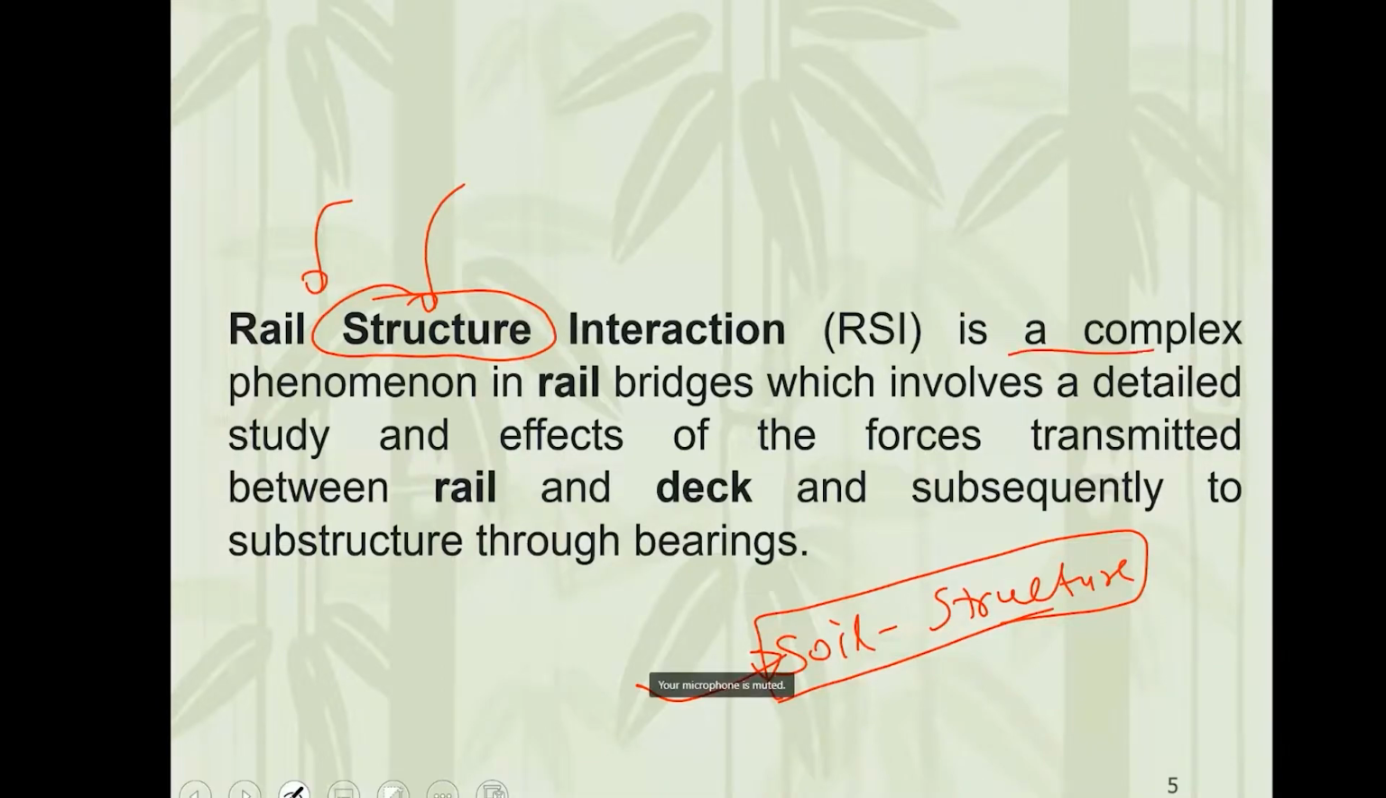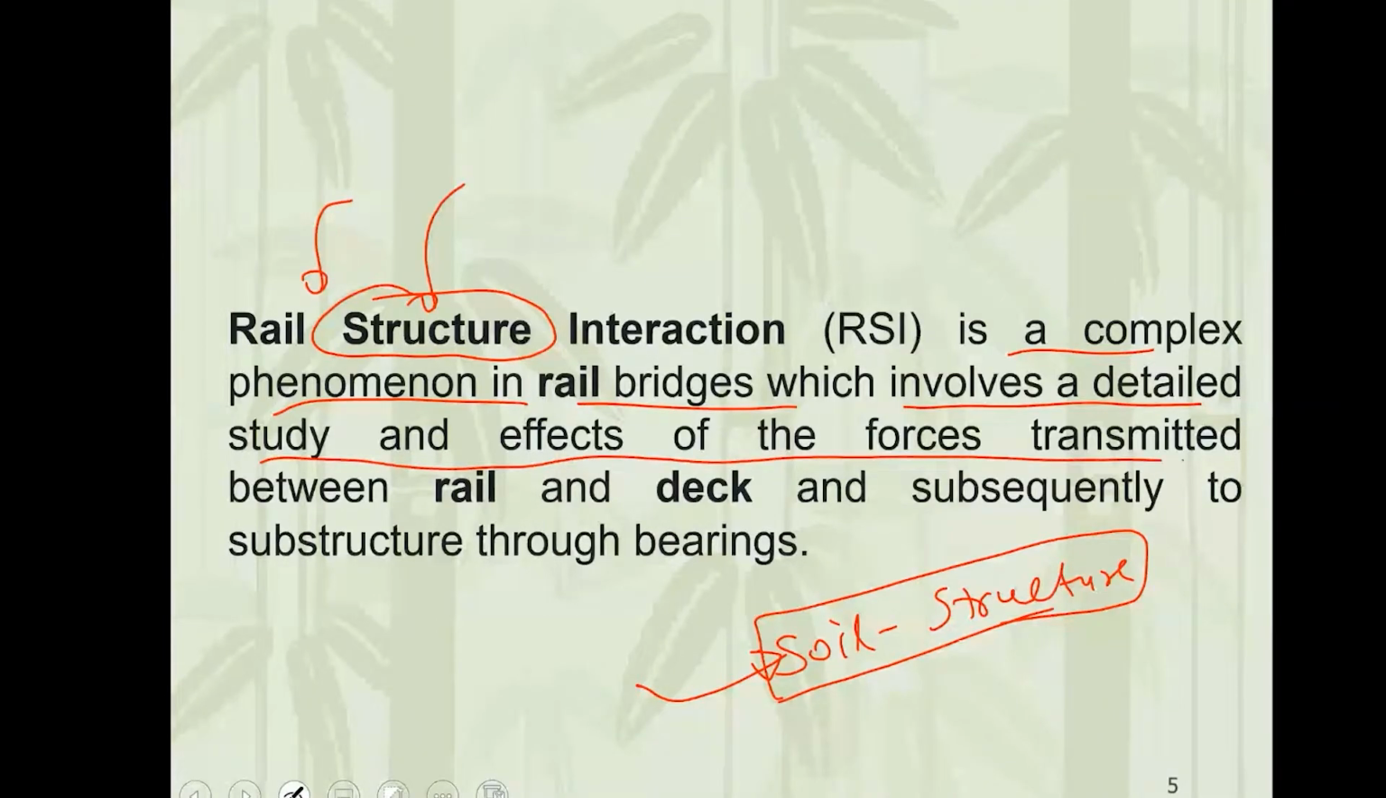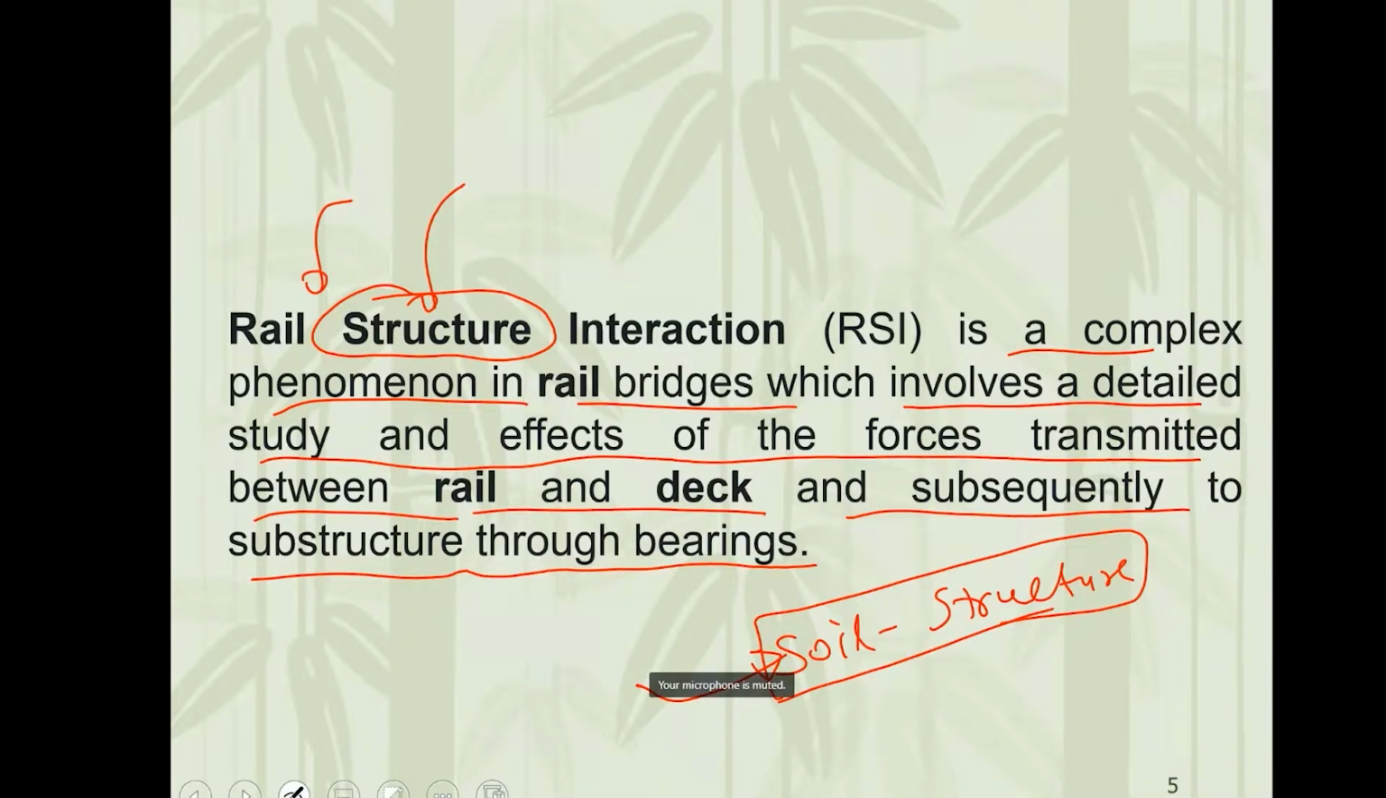So it's a complex phenomenon in rail bridges which involves a detailed study of the effects of the forces transmitted between rail and deck, and subsequently to the substructure through bearings. So it's a sort of technical definition. If you don't understand this definition right now, don't worry about it. Once you go through the course, you will understand the meaning of this definition. And don't get frightened by words like complex phenomenon. Yes, mathematically it's complex, but we are not going to go into the mathematics. The mathematics will be taken care of by the software.